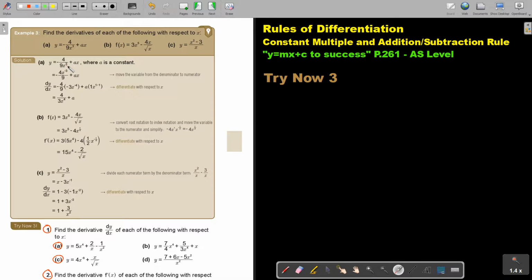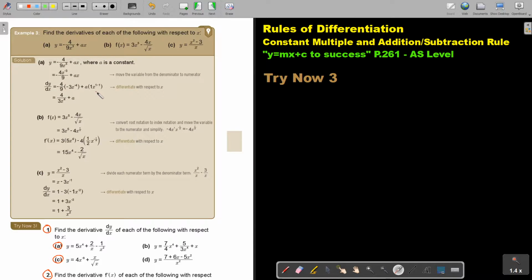Now, remember from the previous videos that we don't want the variable, the function, in the denominator. So we must always bring it first to the numerator. We didn't differentiate in this step. We were just getting the function ready to differentiate. So move the variable from the denominator to the numerator. As soon as I move it up, then that exponent, that index becomes -3. That is all right.